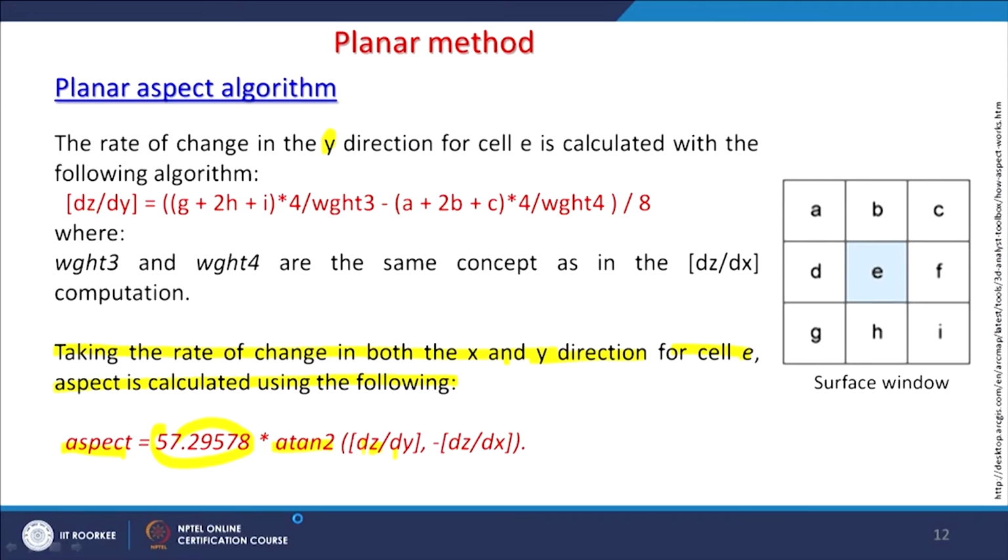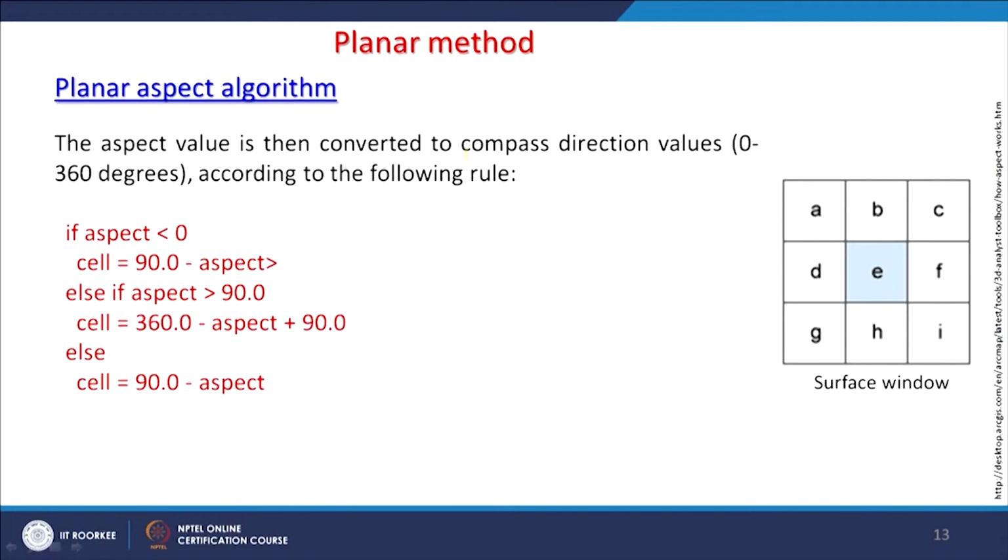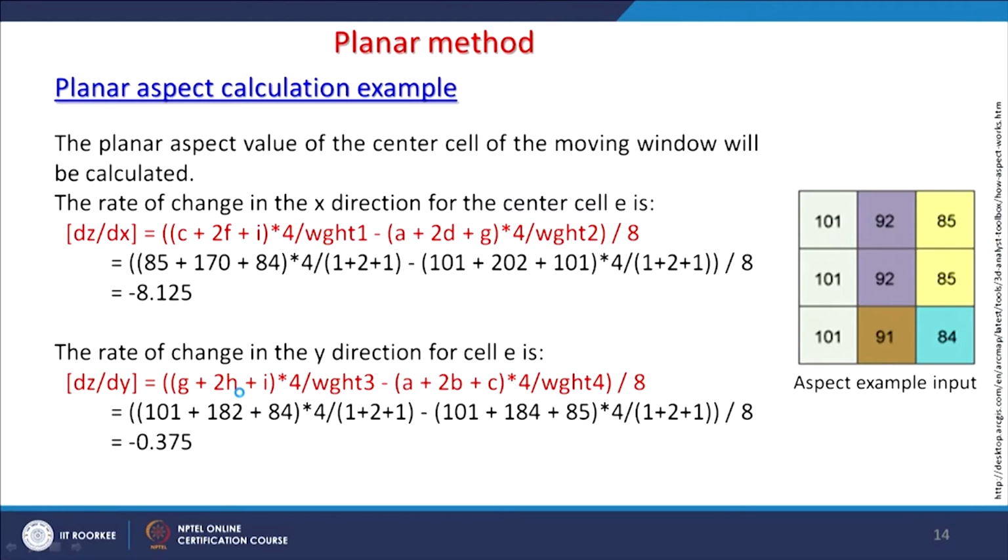Now, the aspect value is then converted to compass direction, between 0 to 360 degrees, according to the following rule, which we have already discussed. The condition is that if aspect is less than 0, then cell equals 90 degrees minus aspect. If aspect is more than 90 degrees, then cell equals 360 degrees minus aspect plus 90, and else cell equals 90 minus aspect, by which you can do the calculation.